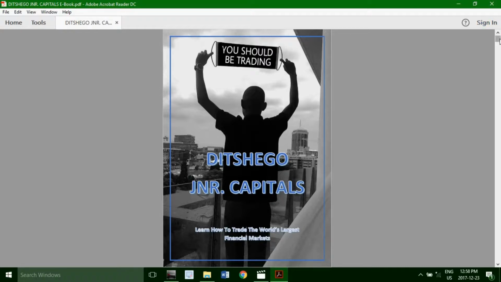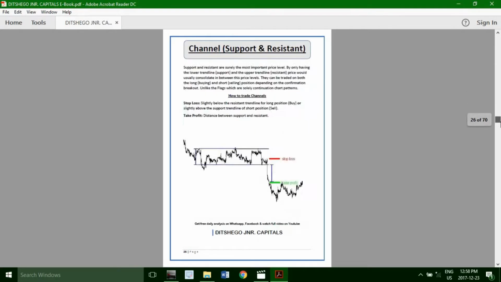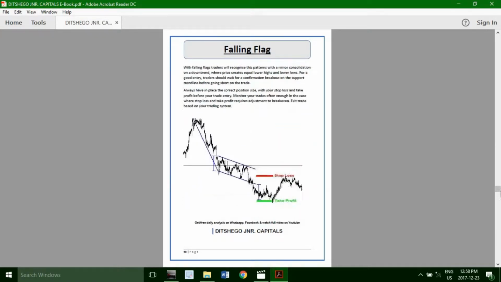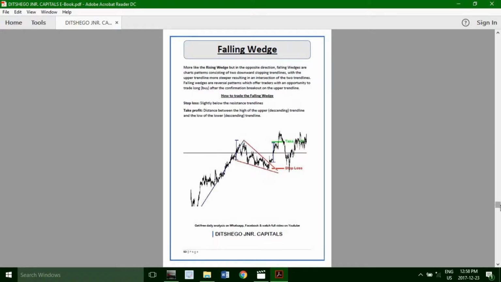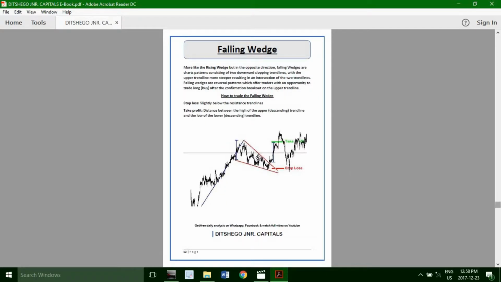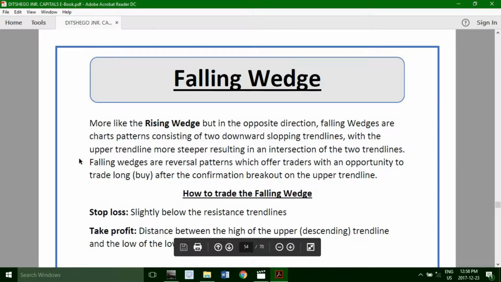So yeah guys, let's get to the falling wedge. As you can see, it has almost everything. I also tried to simplify it so that you guys can easily understand. So here is the topic on falling wedges. Let me read through here.